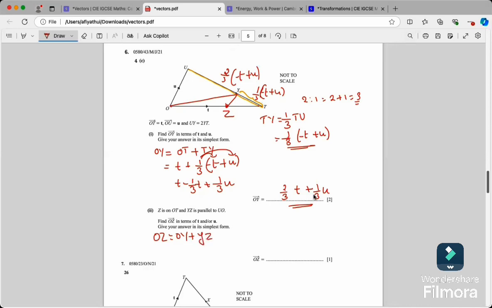Now O to Y we already found here, which is going to be 2 by 3 T plus 1 by 3 U plus YZ. See, if you look at this YZ, if you are taking two triangles and you're solving them, this YZ will be 1/3 of this U, because this small triangle and this big triangle make similar triangles. Okay, so 1 by 3 U, this big side is parallel to this small side, so by 1 by 3. Similarly, this big side is parallel to this side also by 1 by 3. So you can take it as 1 by 3 U.